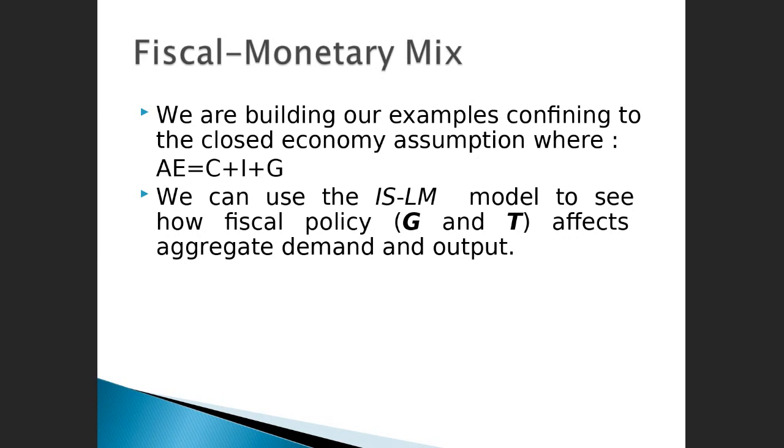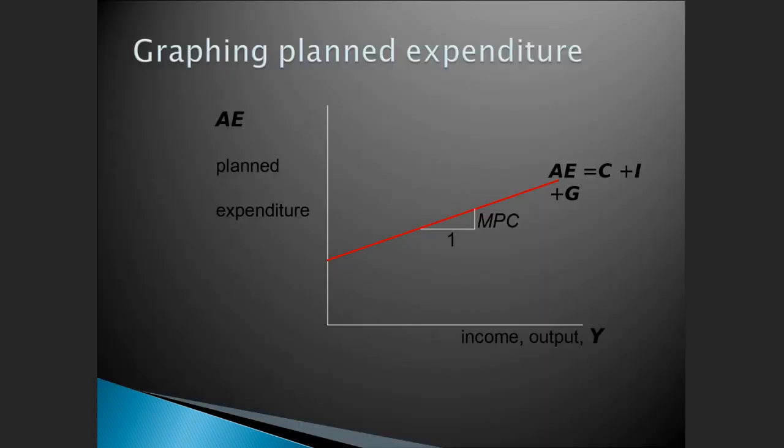Okay, we are building our examples confined to a closed economy. We assume a closed economy where aggregate expenditure is equal to C plus I plus G. We can use the IS-LM model to see how fiscal policy, G and T, affects aggregate demand and output. G means government expenditure, T means taxation. These are the fiscal policy instruments.